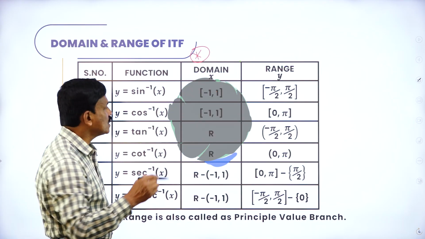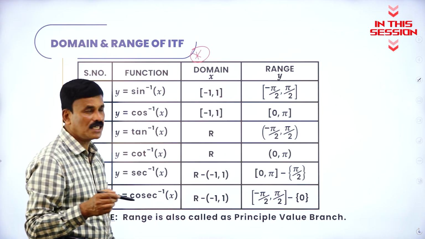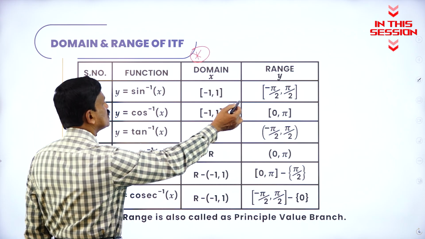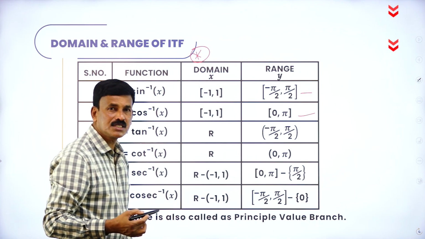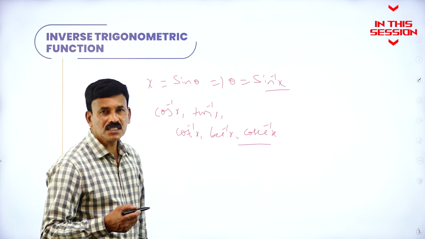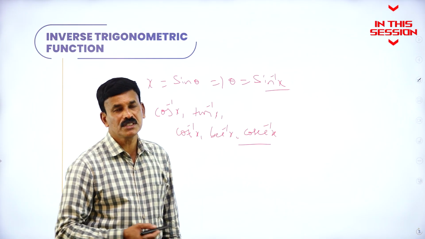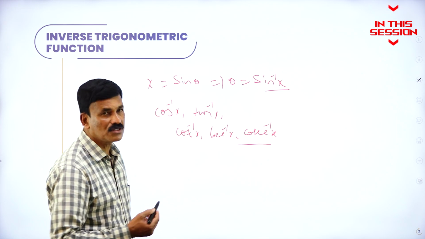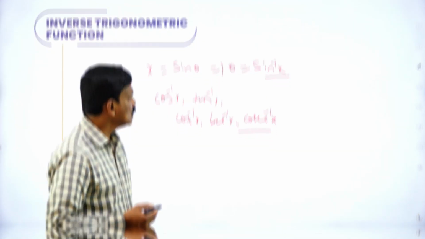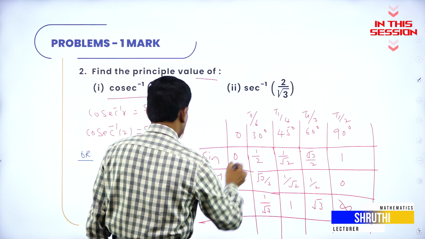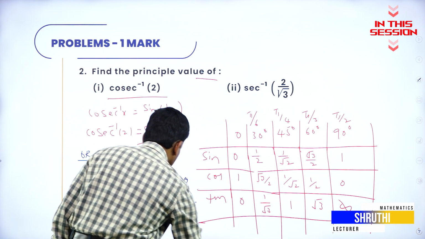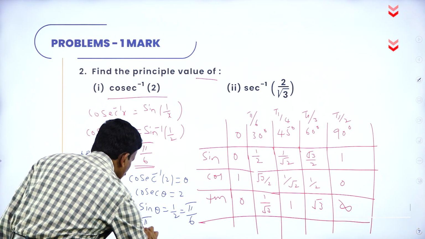For cos inverse x and sin inverse x, the domain is the same, whereas the range for sin inverse x is minus pi by 2 to plus pi by 2, and for cos inverse x it is 0 comma pi. If we restrict the range and domain of the trigonometrical functions, then these inverse trigonometrical functions will exist. The value of theta which satisfies sin theta equal to 1 by 2 is pi by 6. So therefore here theta is equal to pi by 6.